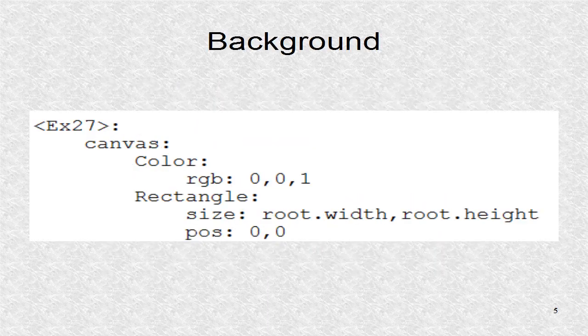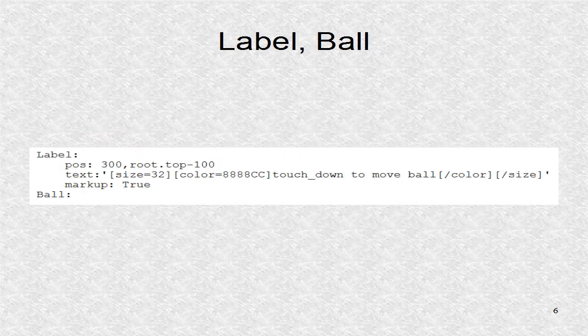5. For the root class, the background color is blue. 6. There is a label and the ball widget is drawn.